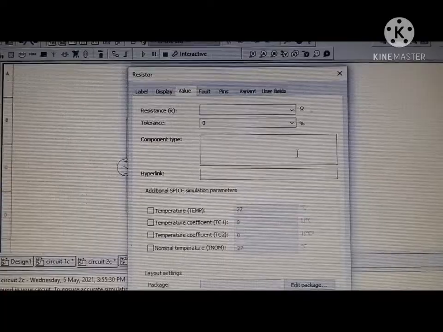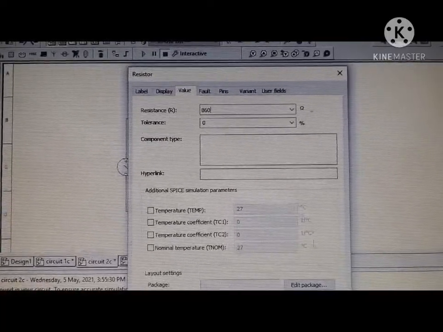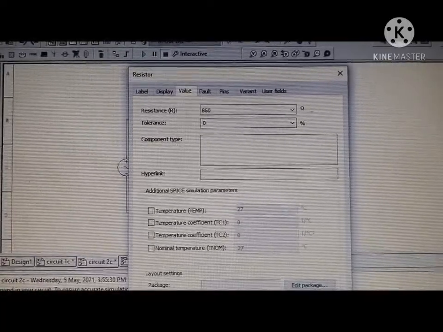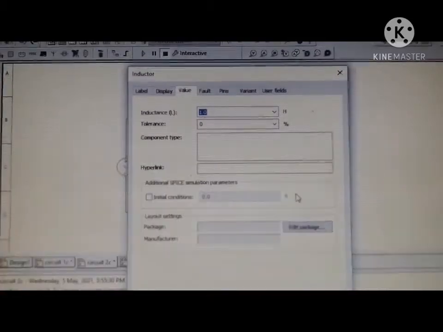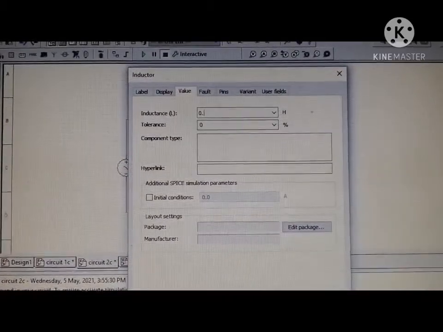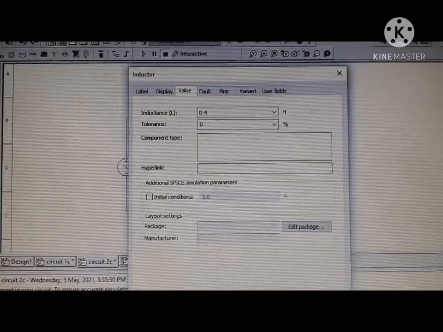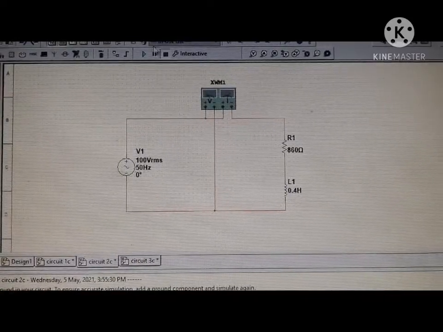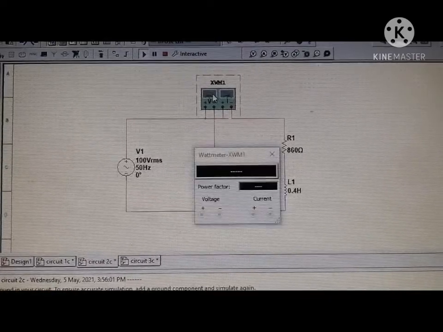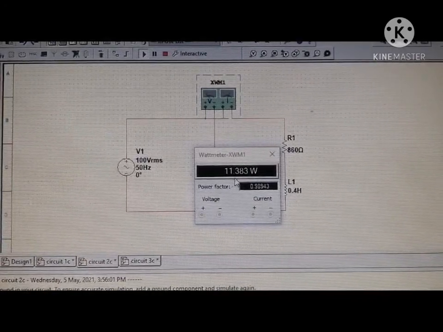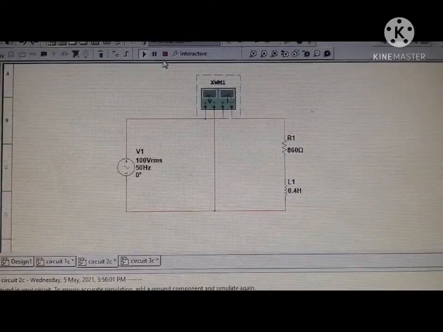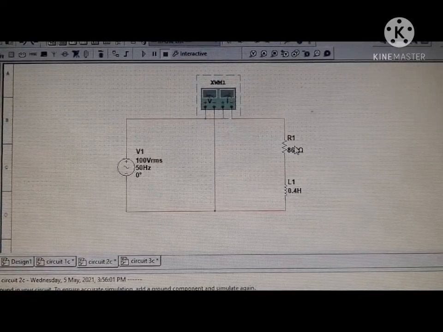Now we change the resistor to 860, and the inductor we change to 0.4. Okay, run the simulation, and then you will get the answer, 11.383 watt. Okay, stop the simulation.